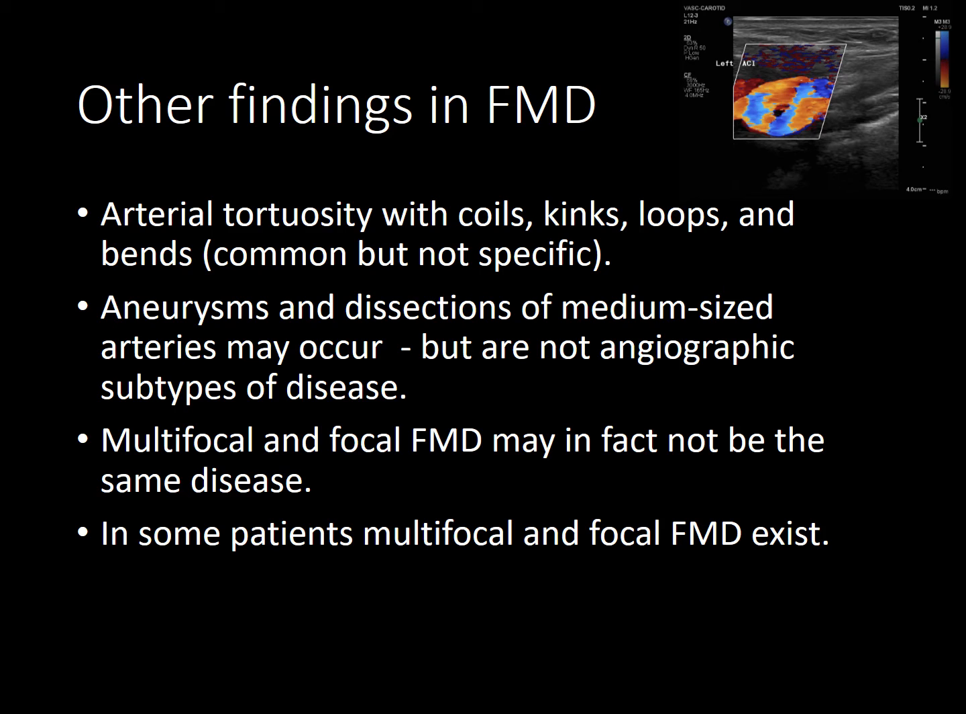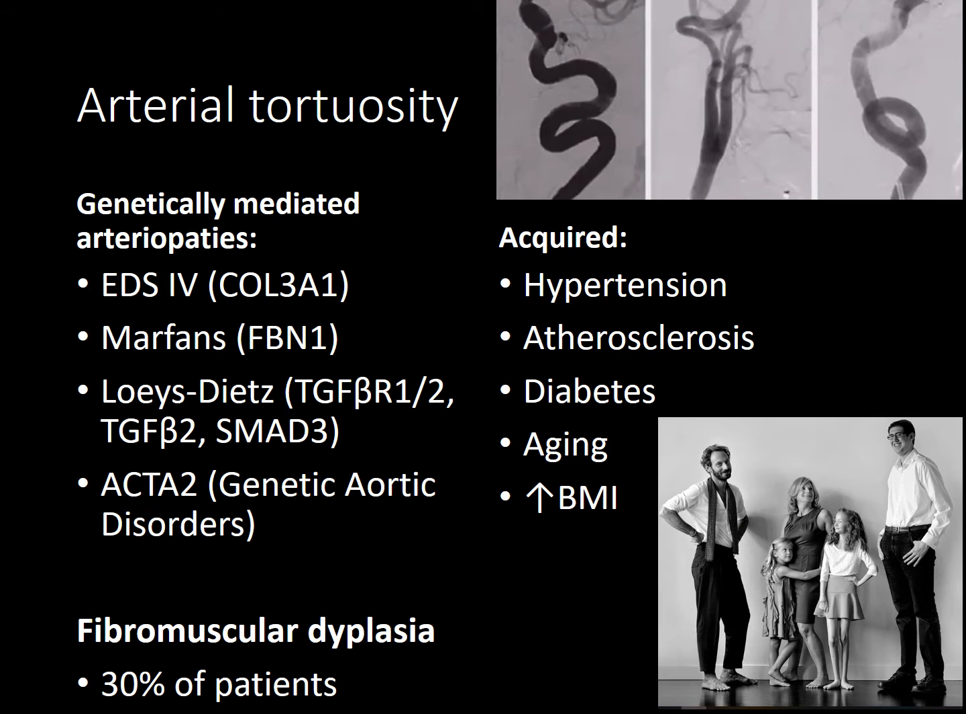There are also some other findings in FMD, like arterial tortuosities with coils, kinks, loops, and bands that are non-specific. Aneurysm and dissection of medium-sized arteries may occur, but they are not a specific subtype of the disease. And multifocal and focal FMD may not be the same disease. However, in some patients, multifocal and focal FMD exist.